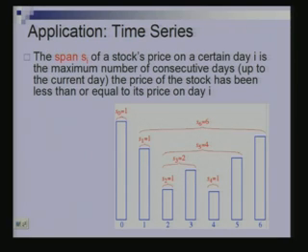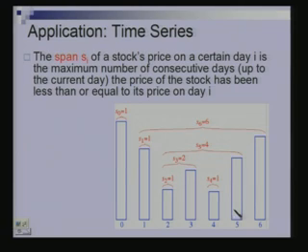We have the daily stock prices of, let us say, a particular stock. So, I give you the price on day 0, the price on day 1, the price on day 2, 3, 4, 5, 6, and so on. The span S sub I of a stock price on day I is defined as the maximum number of consecutive days that the price of this stock has been less than or equal to its price on day I, right. So, this example would make it clear.